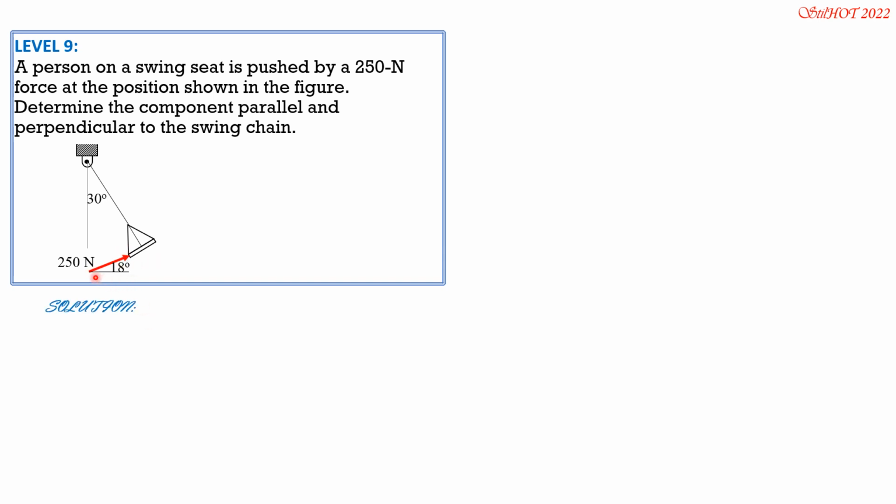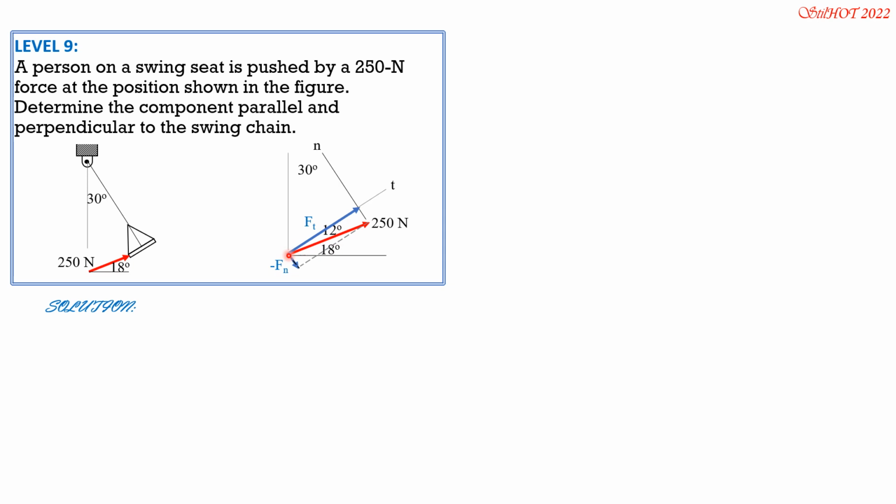So we can analyze the angle that the force makes with the line perpendicular to the swing chain and parallel to the swing chain. So this is 18 degrees from the horizontal, and we expect that the angle of inclination for the tangential axis should be 30 degrees. But this is only 18 degrees, so therefore this is 30 minus 18, so 12 degrees.